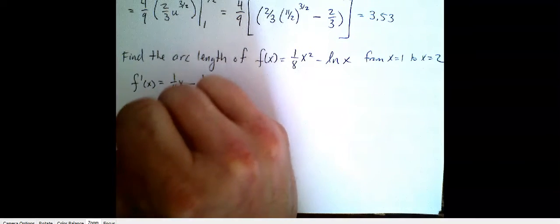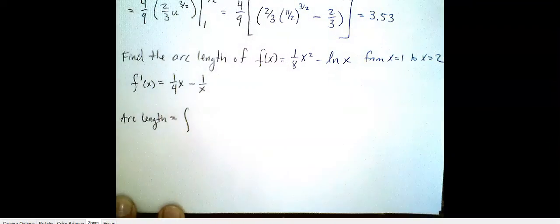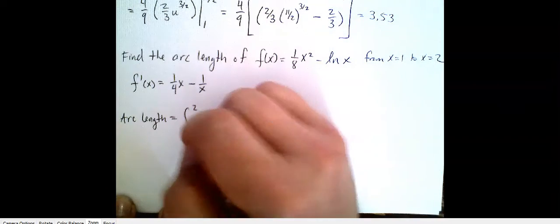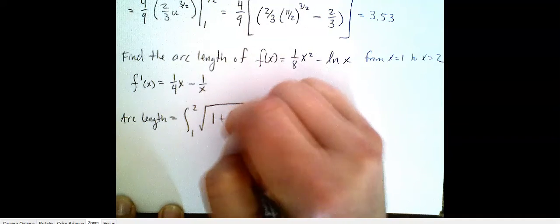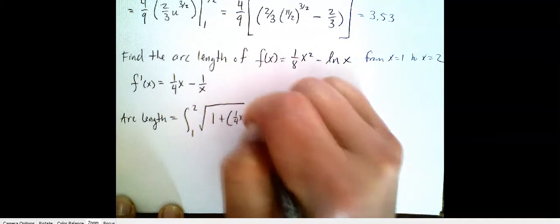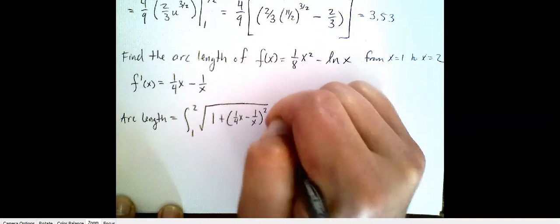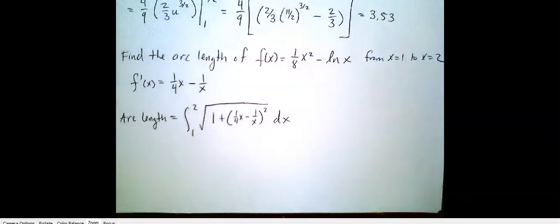So arc length will be the integral from 1 to 2 of the square root of 1 plus (1/4 x minus 1 over x) all squared dx.